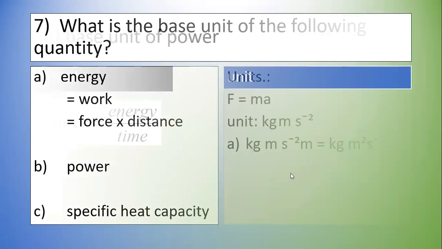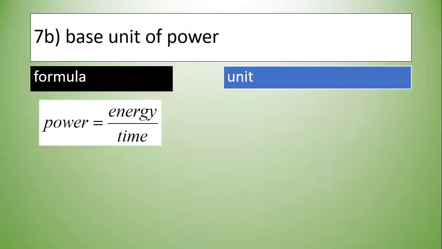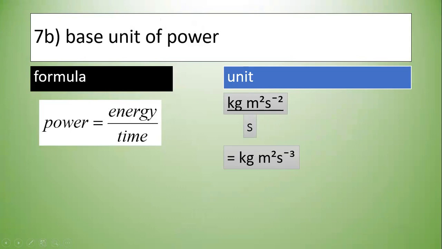Power is the same. You can use work done over time or energy over time. Right? You've got energy already. It may pay you to memorize it if you want to, so you can answer multiple choice questions faster. Then divide by time, second. So it becomes kilogram, m^2. Take the s to the top there, it becomes minus s again. So kg m^2 s^-3.